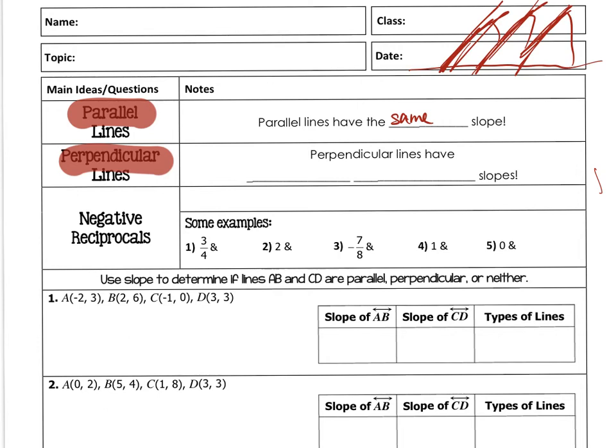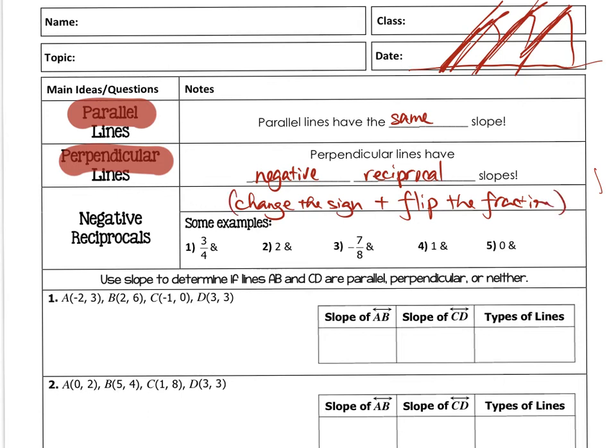Perpendicular lines have, pay attention, negative reciprocal slopes. Meaning, you have to change the sign from positive to negative or from negative to positive, right? You have to change the sign, and then you have to flip the fraction. So it's two actions you need to take in order to find that slope. So here are some examples for negative reciprocals.